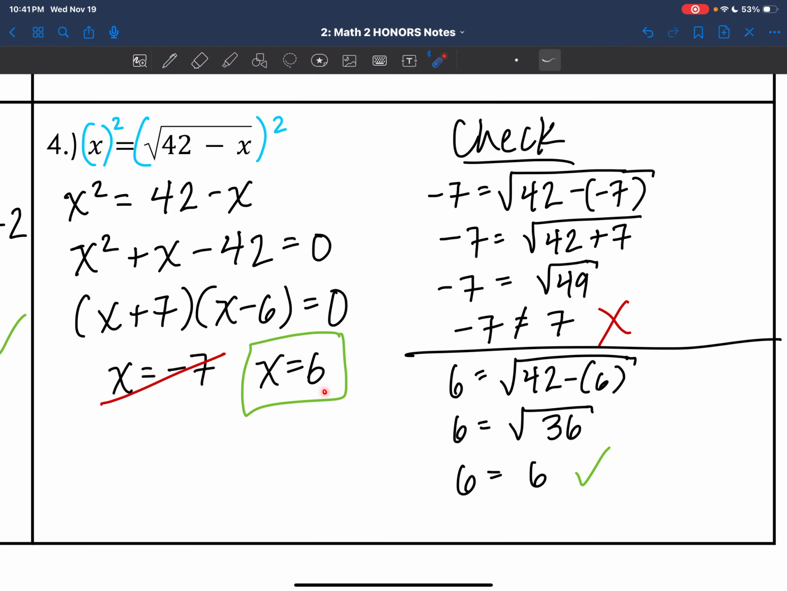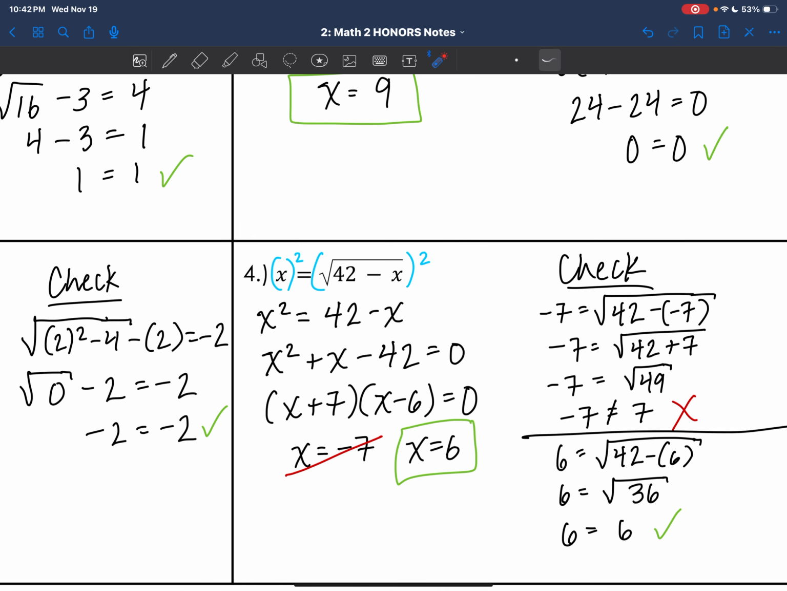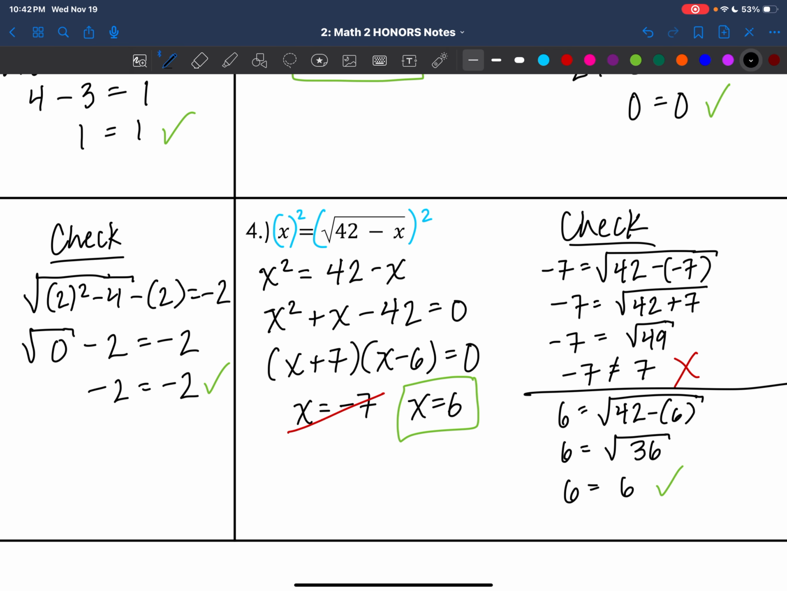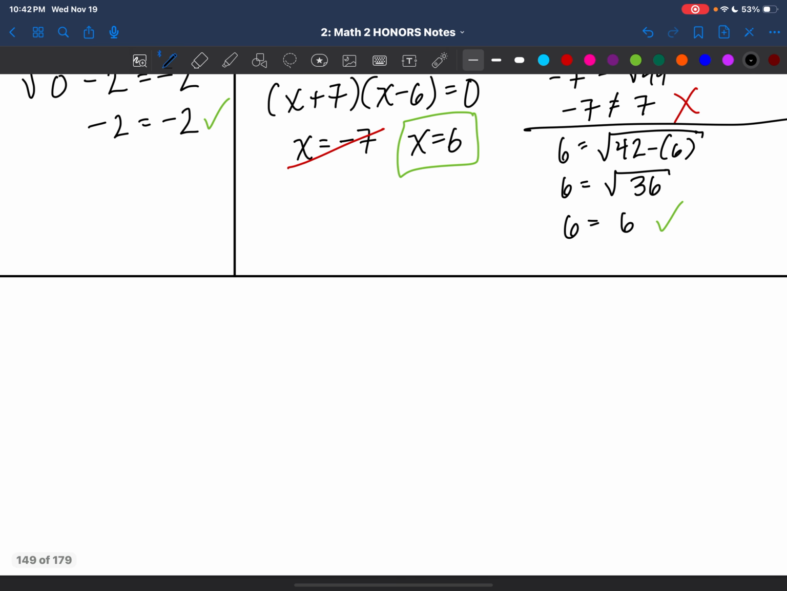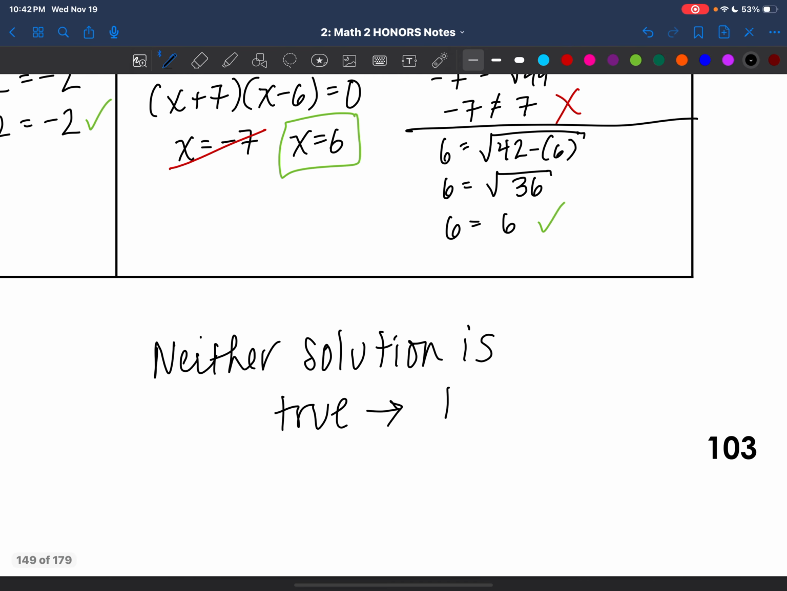So now let's check to see if 6 is a solution. So wherever you see x, we're substituting in 6. And I've got 42 minus 6, which is 36. And then the square root of 36 is 6. So 6 does equal 6, and that would be the solution. Now, if for some reason neither solution works, I'll put this down here. Then that means no solution.